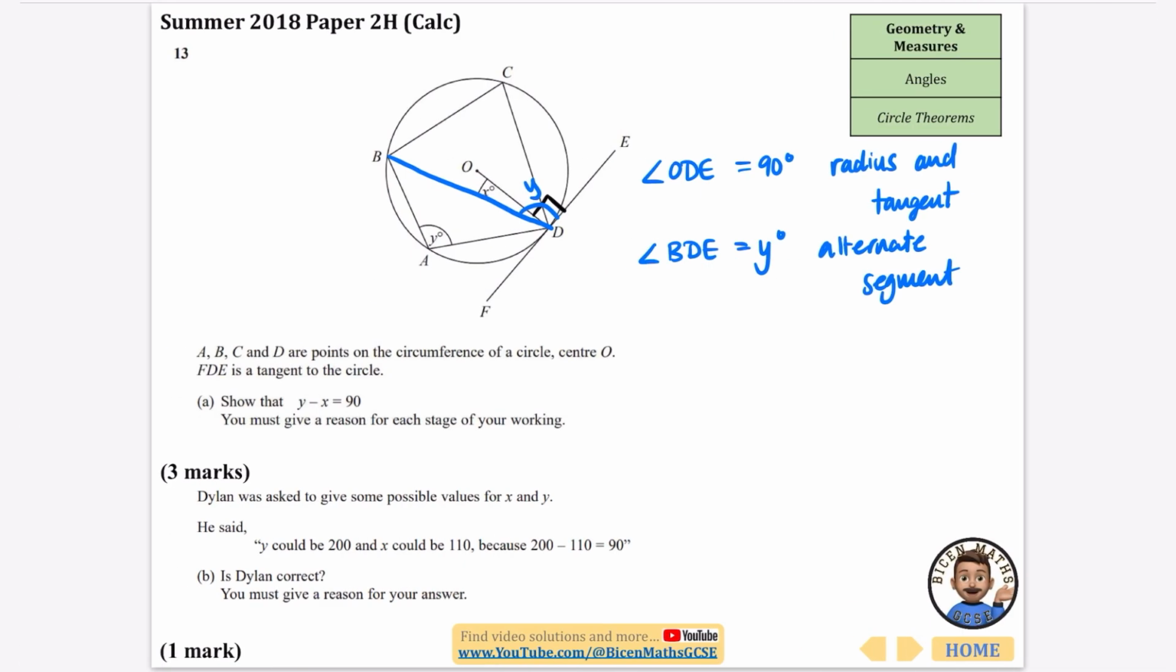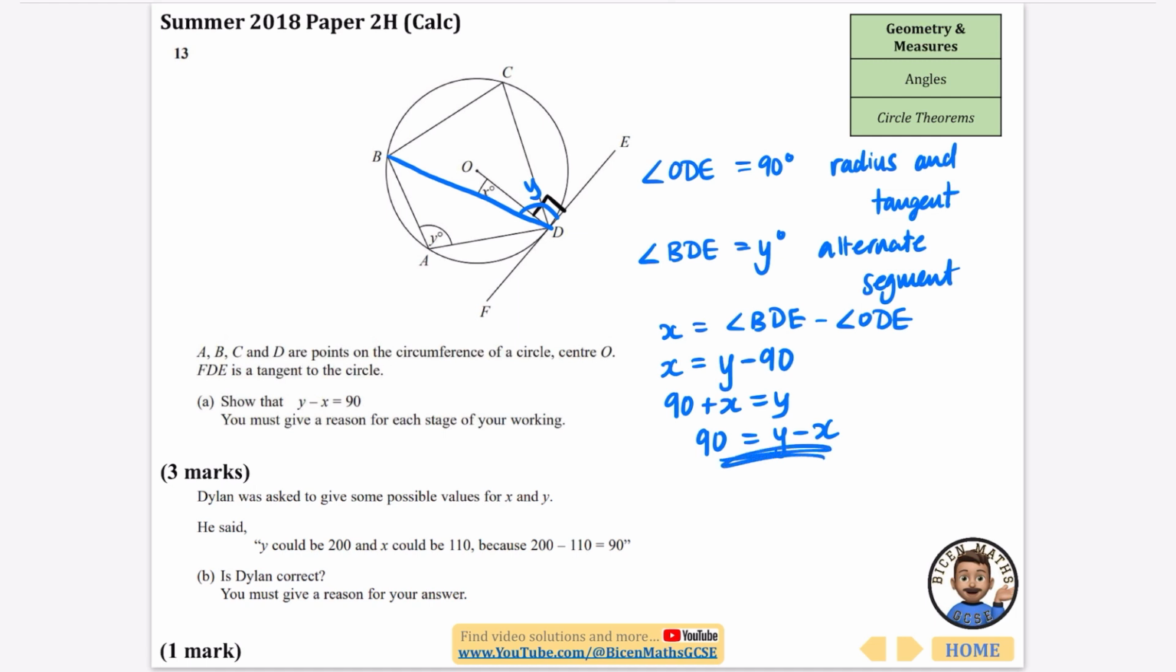Okay, now we can see that the angle x, which is BDO, so x is equal to the angle y minus 90. And that's because it is BDO minus ODE. So if I want to add in a little bit of extra detail there, I can say that x is equal to angle BDE minus ODE, which is y minus 90. Now all I need to do is a little bit of rearranging here. So I'm going to add the 90 to this side. So I have 90 plus x equals y, and then I'm going to subtract the x so that I get 90 equals y minus x. And we've given a reason for each stage of the working there.